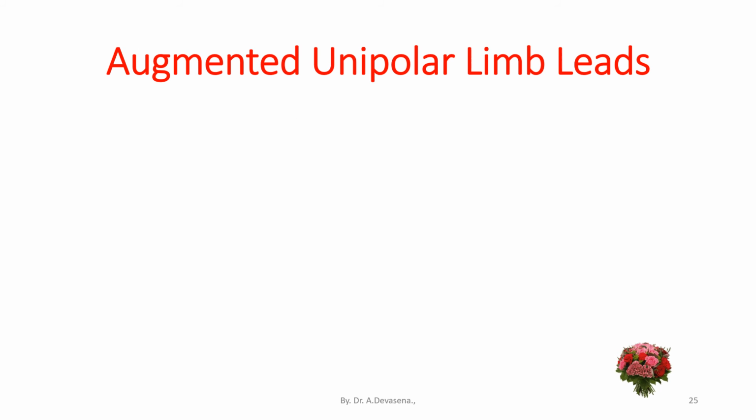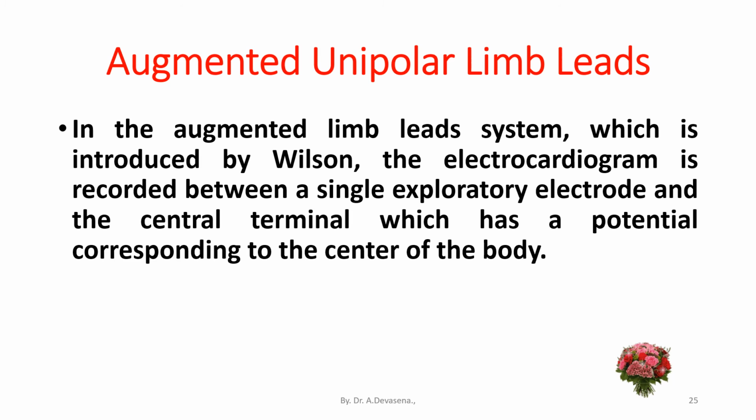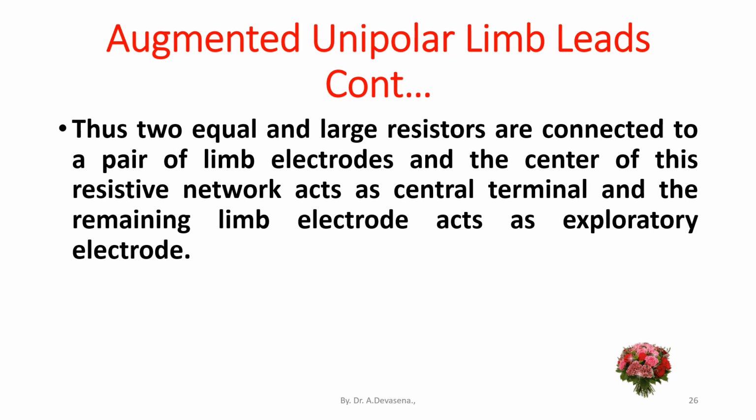Augmented unipolar limb leads. In the augmented limb lead system, which was introduced by Wilson, the electrocardiogram is recorded between a single exploratory electrode and the central terminal, which has a potential corresponding to the center of the body. Thus, two equal and large resistors are connected to a pair of limb electrodes, and the center of this resistive network acts as the central terminal, and the remaining limb electrode acts as the exploratory electrode.